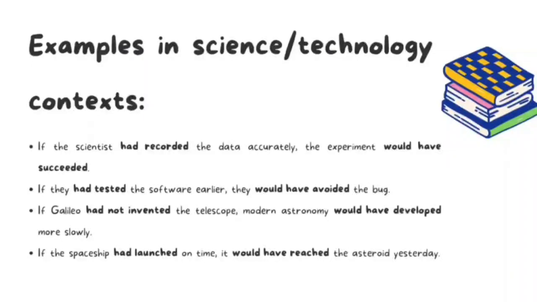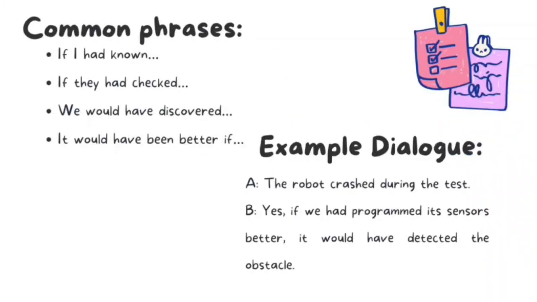Next, if Galileo had not invented the telescope, modern astronomy would have developed more slowly. And the last, if the spaceship had launched on time, it would have reached the asteroid yesterday. Now we look at common phrases in third conditional.